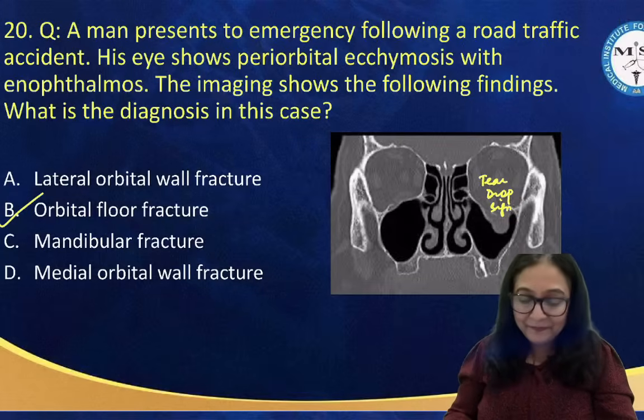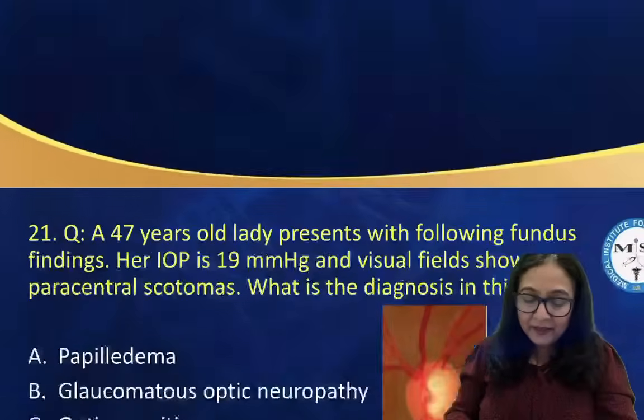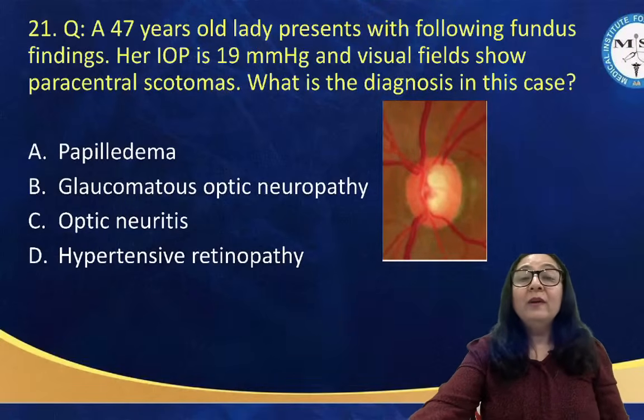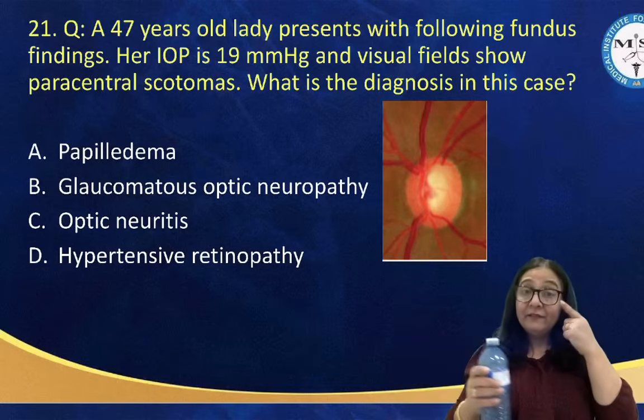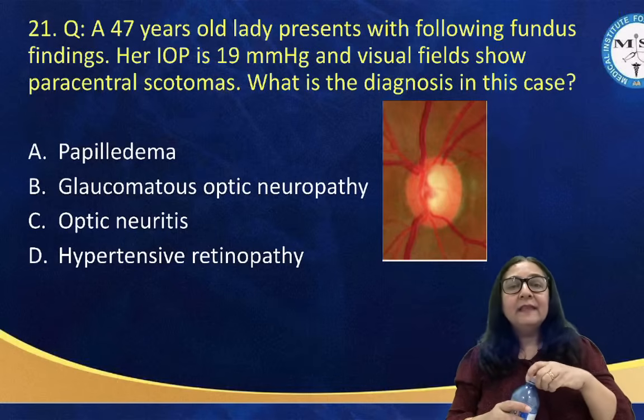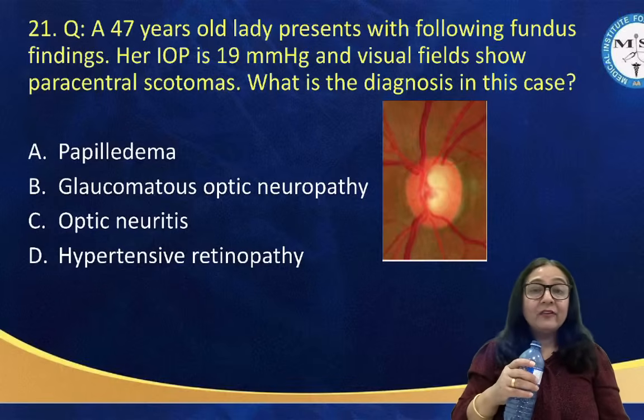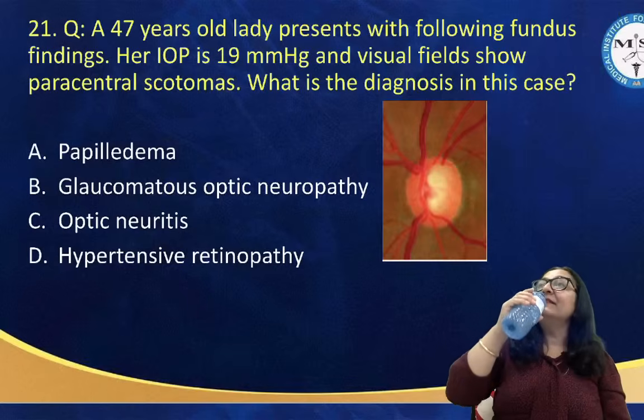Bilkul badhiya. Okay, moving on to the next question, beta. A 47 years old lady presents with the following fundus findings. Her IOP is 19 millimeters of mercury, and visual fields show paracentral scotomas. What is the diagnosis in this case?